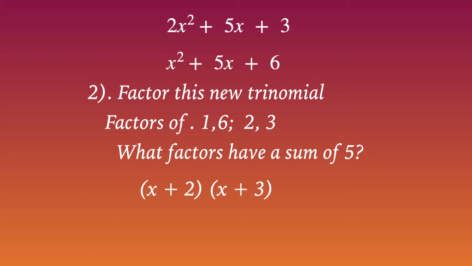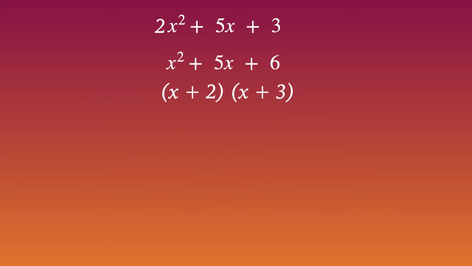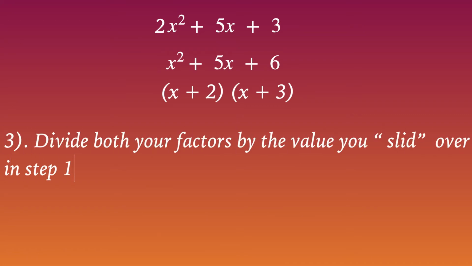All right, now step number 3. Step number 3 is to divide both of the factors by the value I slid over. Well, I slid over 2 and I can only divide the constants by that 2. So I'm going to divide the 3 and the 2 by 2.